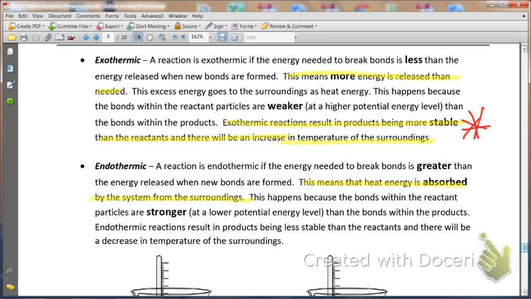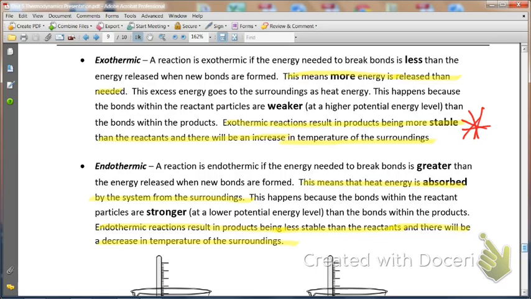state to a higher potential energy state to create the products, because the products then are going to have weaker bonds or higher potential energy in an endothermic reaction. Therefore, endothermic reactions result in products being less stable than the reactants, and there will be a decrease in temperature in the surrounding environment. So endothermic reactions are not very favorable because we go from already a stable state of low potential energy to a state of higher potential energy, which is, of course, less stable than the system.